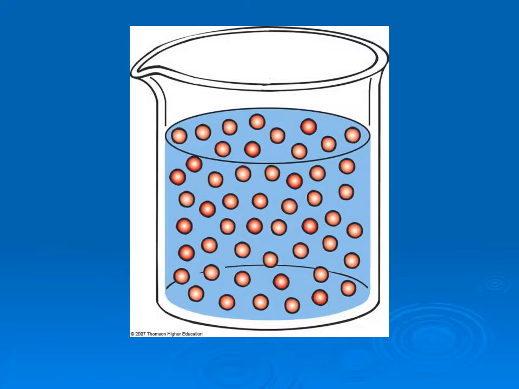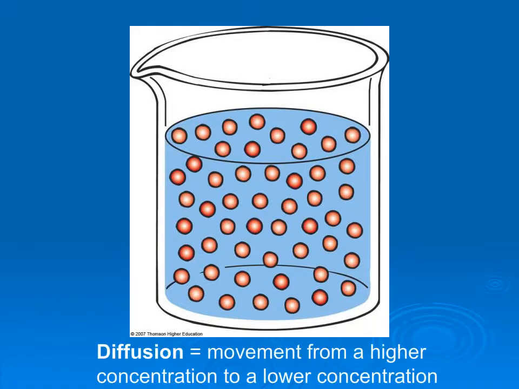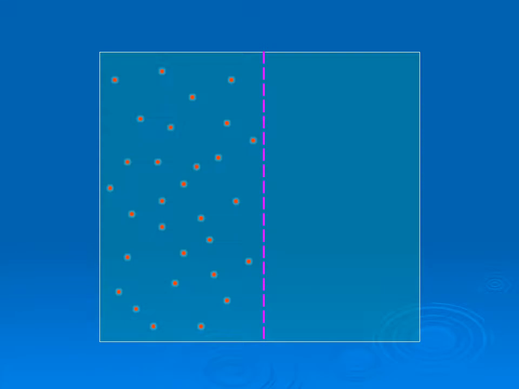Eventually, the solute molecules are as far away from one another as possible. And this is diffusion. All atoms and molecules have an inherent energy which allows them to move from an area of higher concentration to an area of lower concentration. Does diffusion occur in a cell? Well, let's look at this simulation.